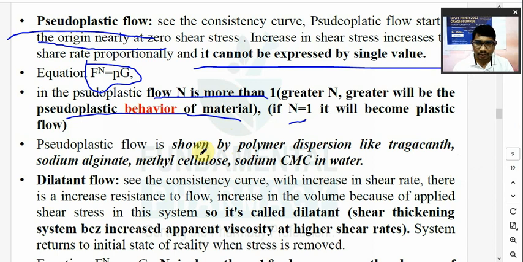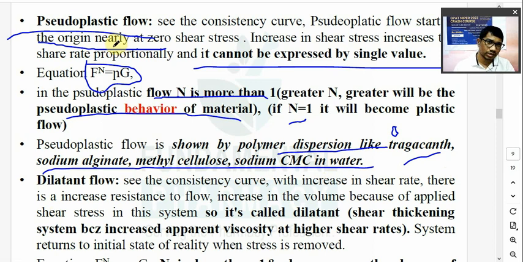Okay, and there is one more. I think n is equal to 0 for Newtonian liquid. So n is equal to 0 for Newtonian liquid, more than 1 pseudoplastic, equal to 1 plastic. Now pseudoplastic flow is shown by polymer dispersion. Example, tragacanth, sodium alginate, methyl cellulose, sodium carboxymethyl cellulose in the water.